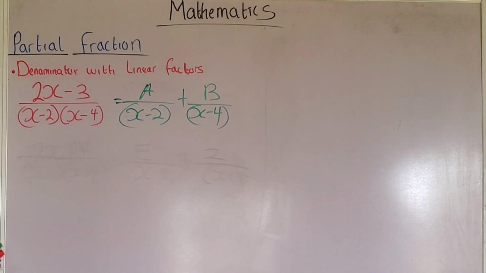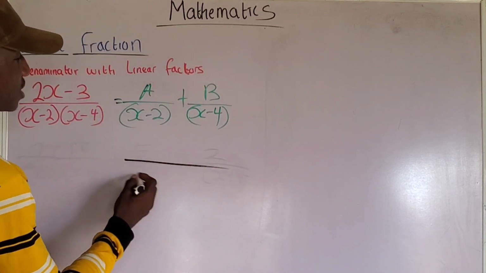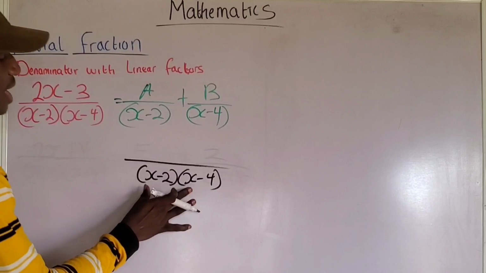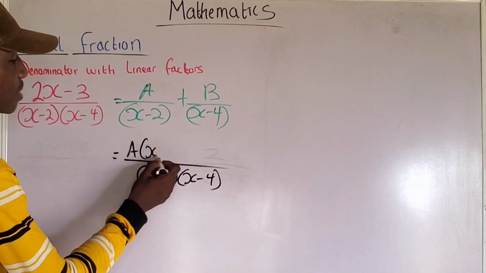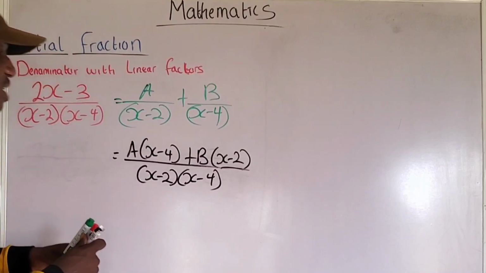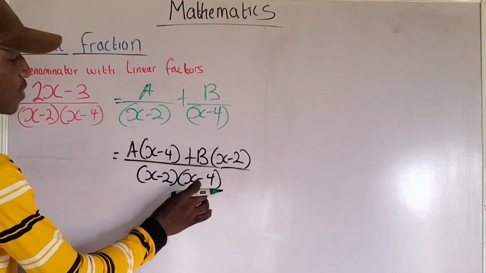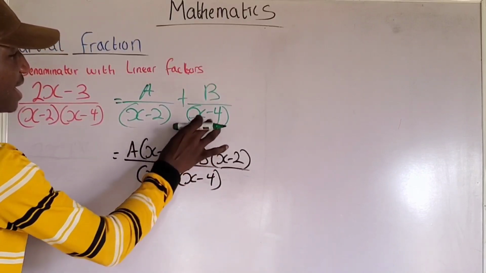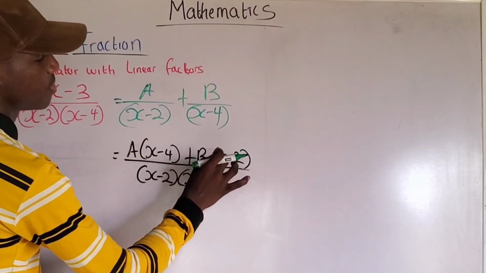Now let us proceed. Having done this, the next step is to take the factors of this fraction and take the LCM. You're going to have (x - 2) multiplied by (x - 4), right? So divide (x - 2) times (x - 4) by (x - 2). That will be what? x - 4. So I'm going to have A multiplied by (x - 4) plus B multiplied by (x - 2). You are wondering how I got this, right? Just pay attention. This divided by this, that will be x - 4, multiplied by A, that is A(x - 4). Now, this divided by (x - 4) will be x - 2, multiplied by B, that is plus B(x - 2).